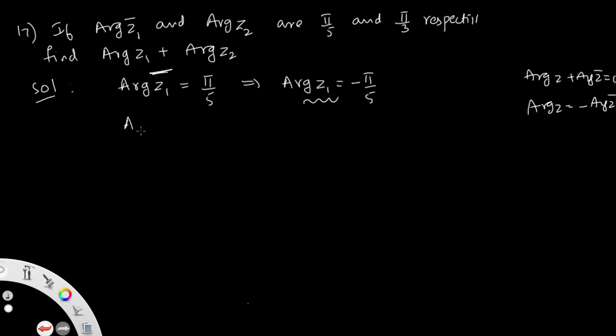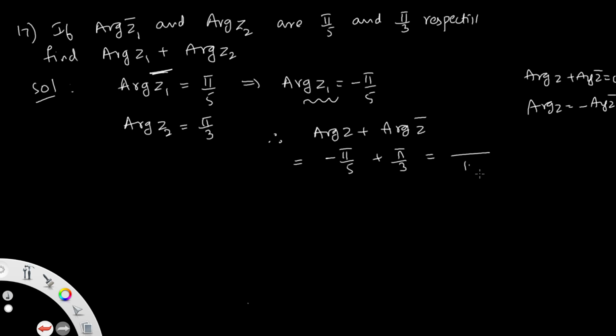And in the question the argument of z2 is given, that is equal to pi by 3. Now simplify: minus pi by 5 plus pi by 3. Taking the LCM 15, that is nothing but 2 pi by 15. That is the value. Now we go to the 18th question.